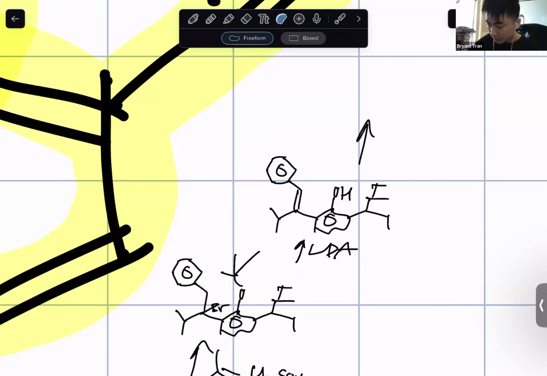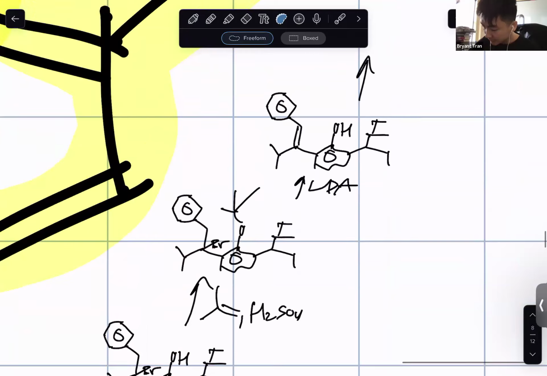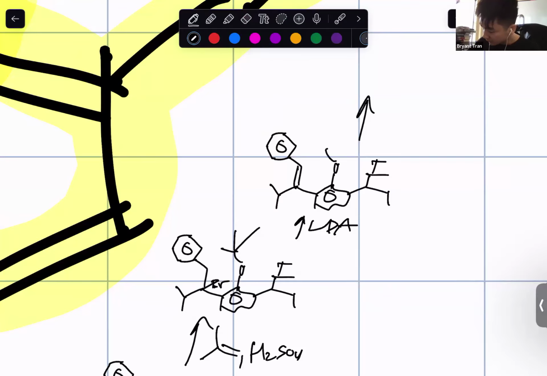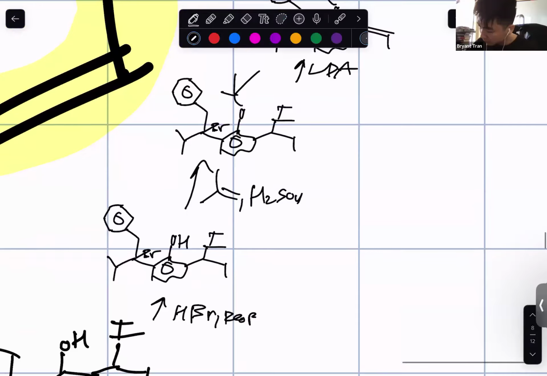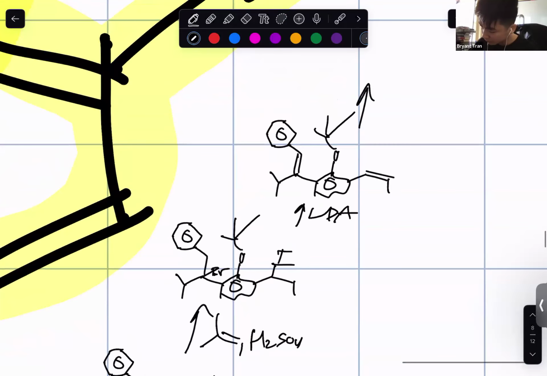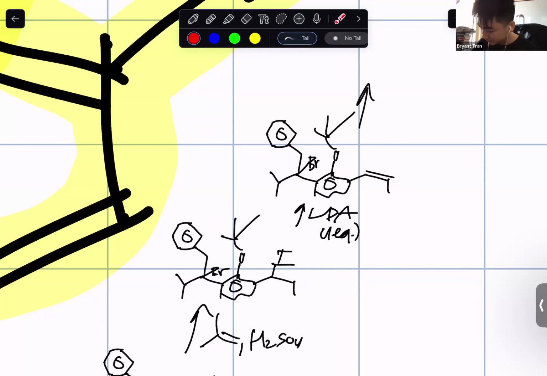What was I doing? I was protecting the alcohol with that. This is gonna be here. And now we do LDA to get this alkene right here. And then from here, oh yeah, this right here is still a bromine. And I'm gonna put one equivalent of the LDA here to show that it can only react with one thing.